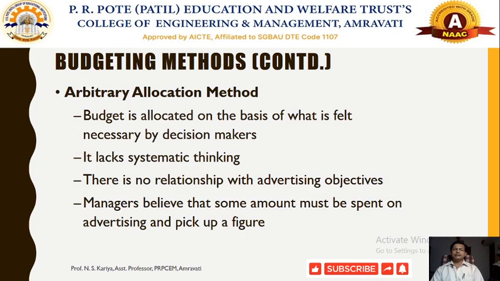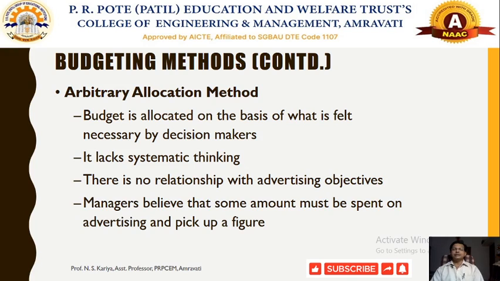Now this is the last method, called the arbitrary allocation method. In this method the budget is allocated on the basis of what is felt necessary by the decision maker. Again here the top management will decide how much the advertising expenditure would be, and the total advertising budget required to meet that expenditure. Here there is a lack of systematic thinking with respect to our advertising objectives and whatever tasks have been allocated in meeting this objective. This is not a very good, sophisticated method of advertising.